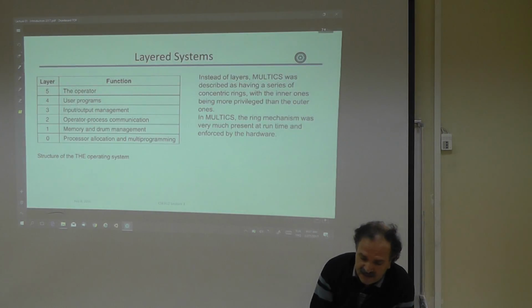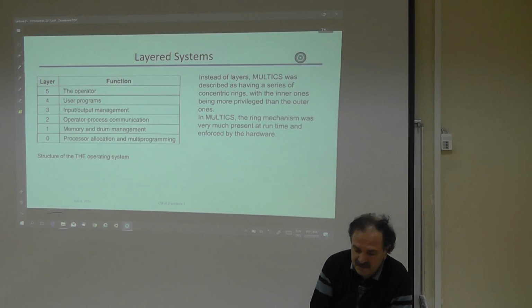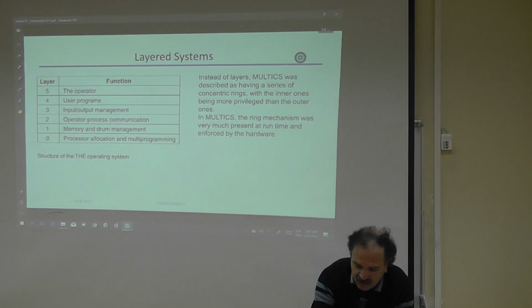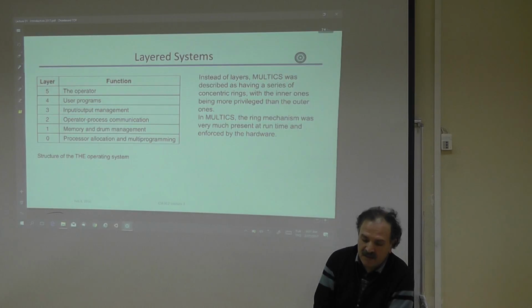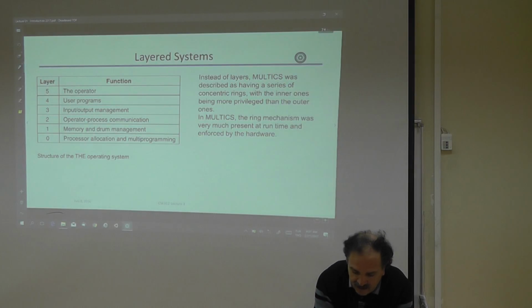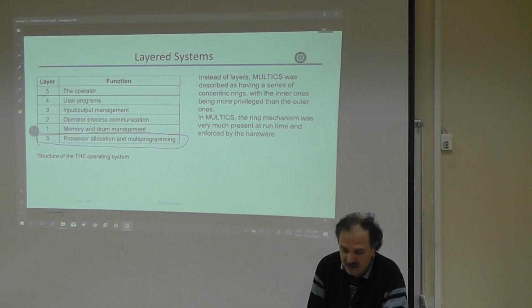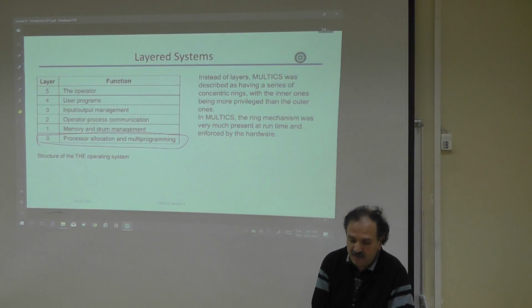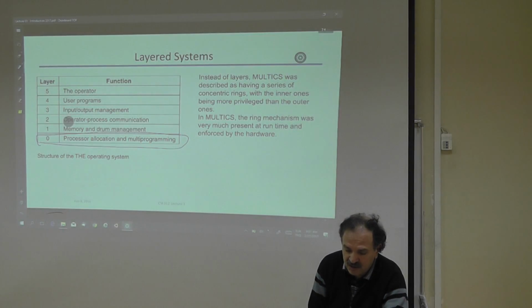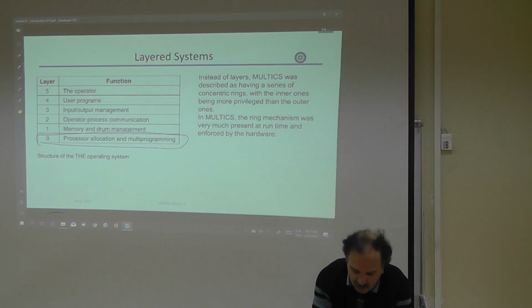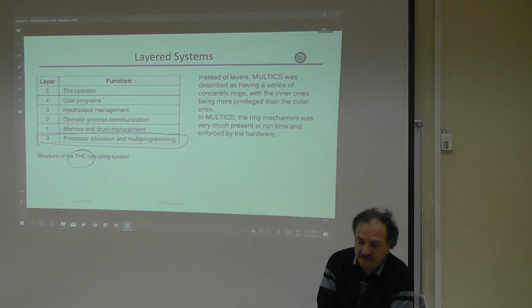After that, we said that there are layered systems. Here we have only two layers, but in layered systems you have many, many layers. At the bottom, you have the processor allocation and multiprogramming core of the operating system, the kernel. On top of it, you have the memory management. On top of that, communication, then input-output, then the user programs. This was a very old operating system.